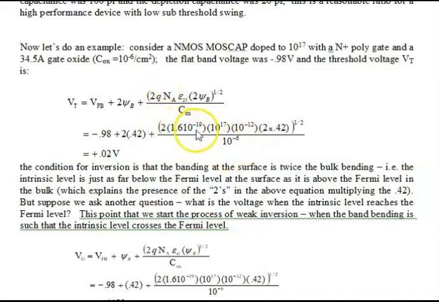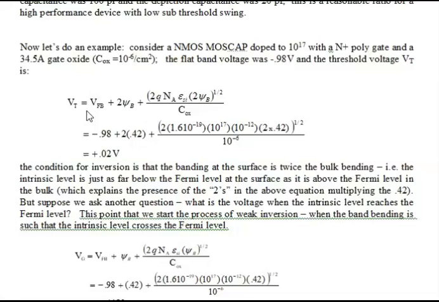And we just put in all these numbers. Q is 1.6 10 to the minus 19th. The doping 10 to the 17th. The permittivity of silicon, we'll be using this quite a bit, is about 10 to the minus 12th. That's a nice, easy number. And of course, this is 2 times 0.42. The C oxide, C ox is 10 to the minus 6. And we get a threshold voltage of 0.2 volts.